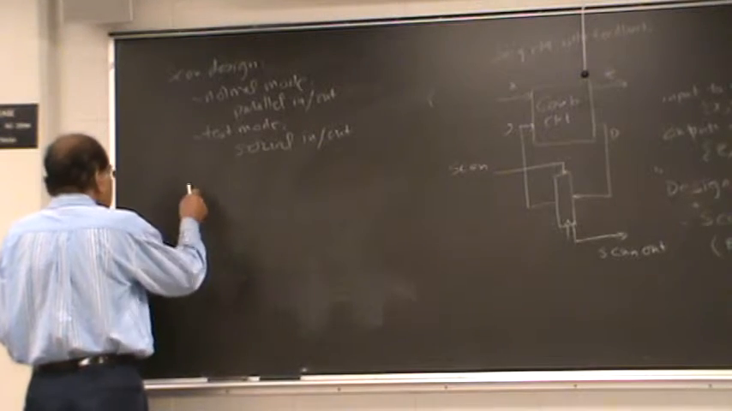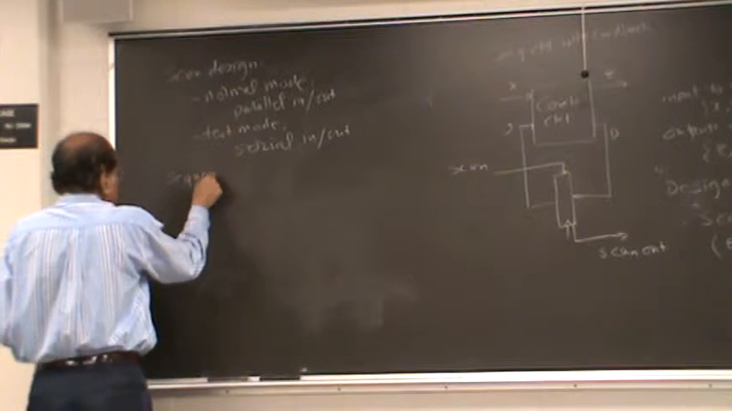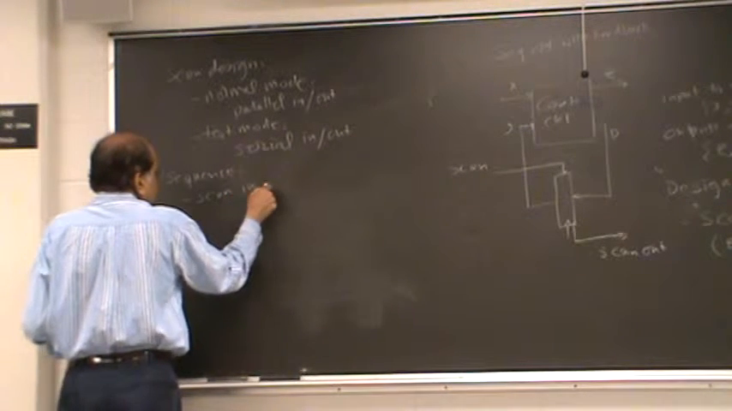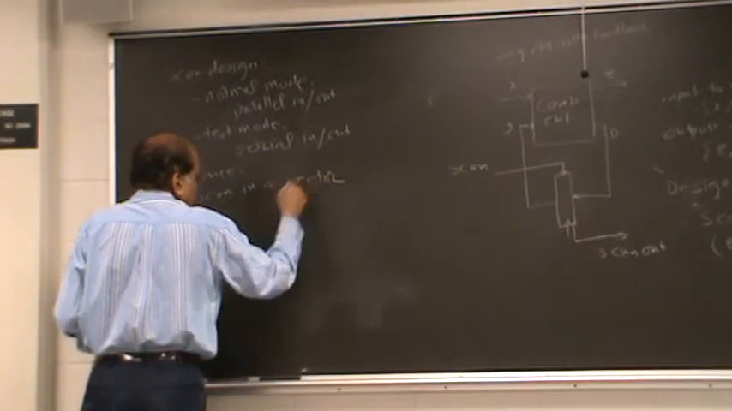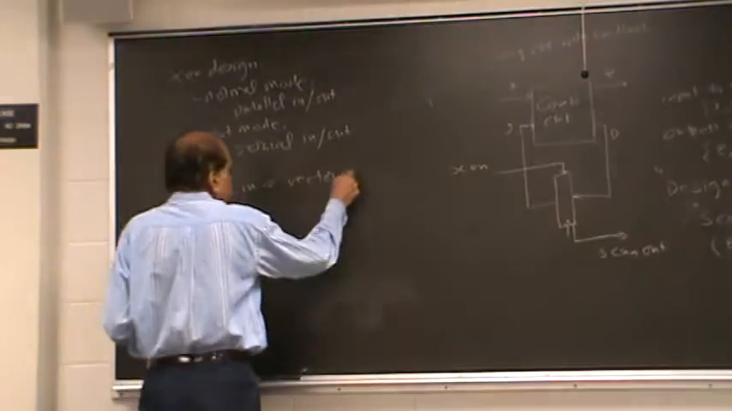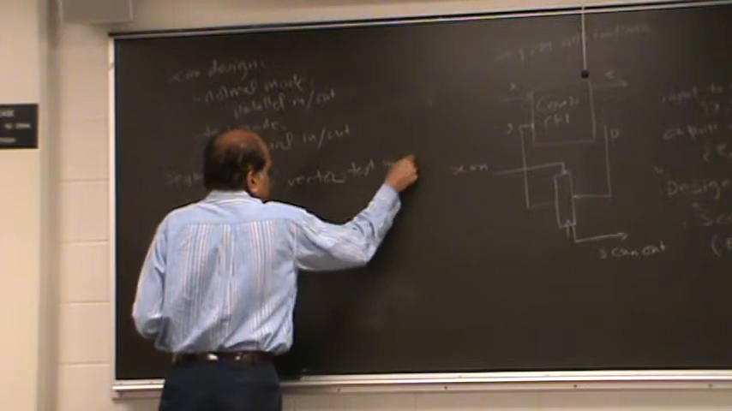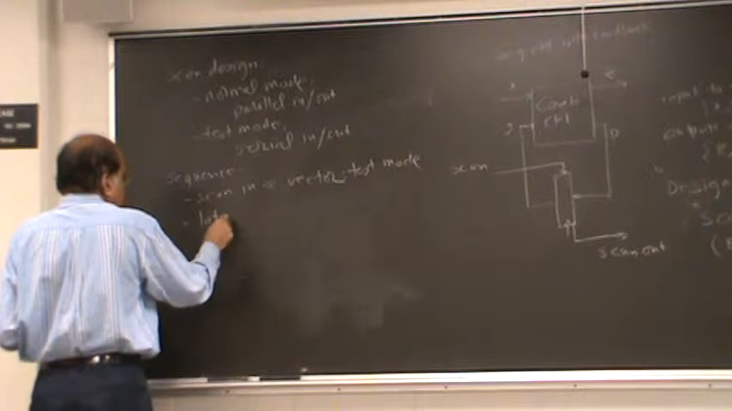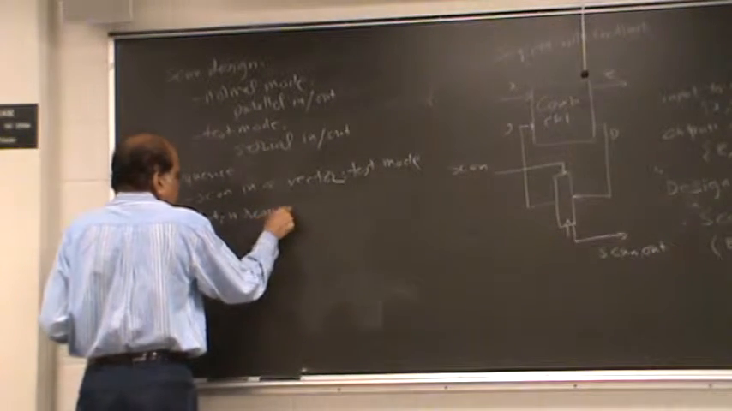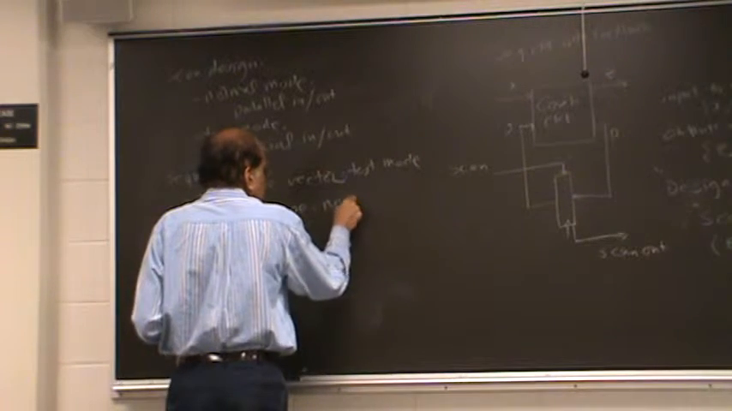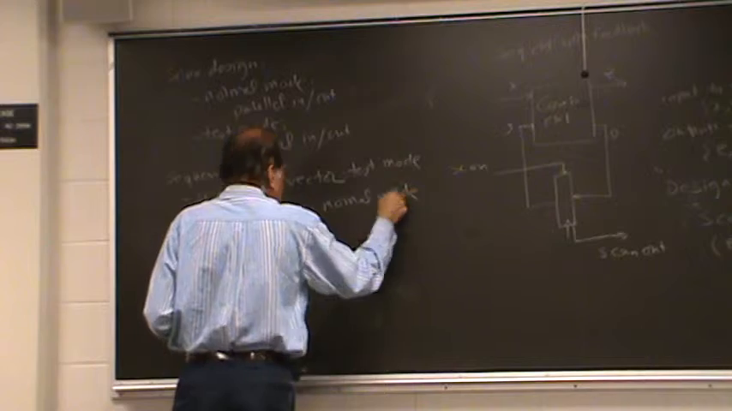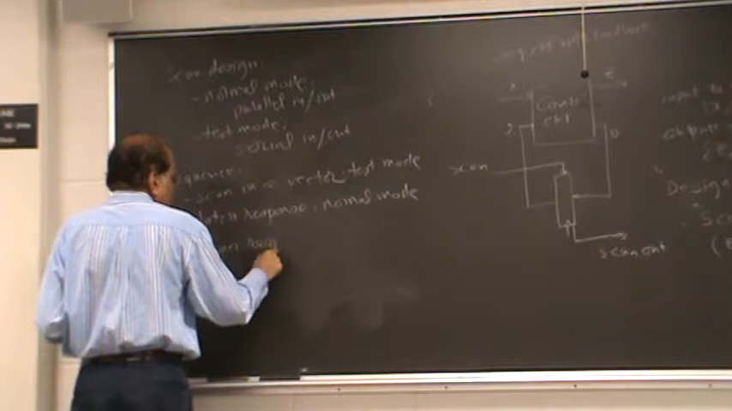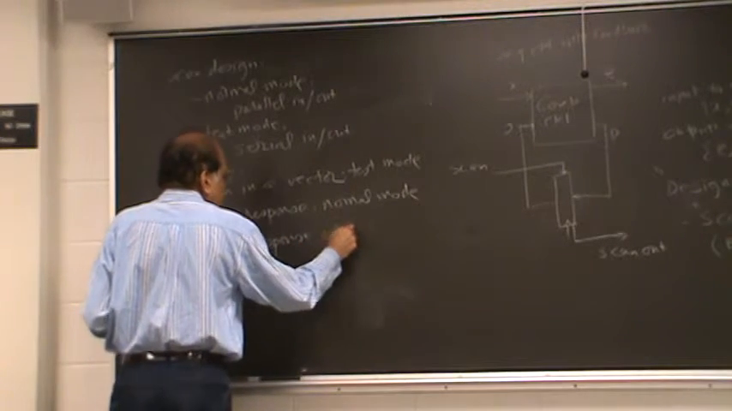So here's the sequence. So you scan in a vector in the test mode. And then you let the response in the normal mode. And then you scan the response out in the test mode.